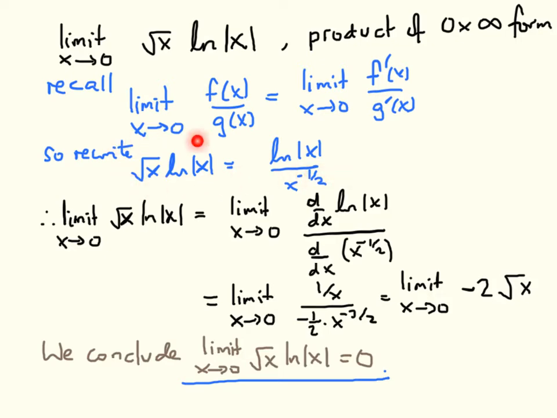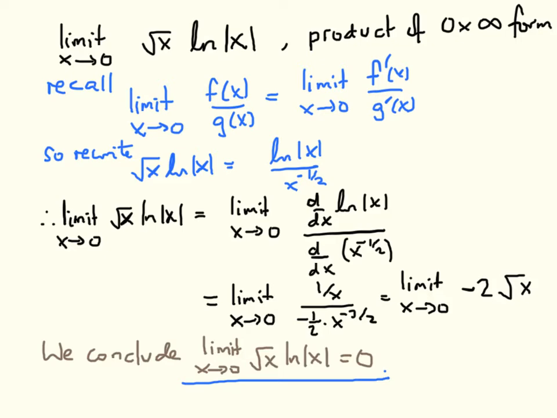So let's look at this. We're going to use L'Hopital's rule, so we're going to differentiate the numerator, the logarithm, and we're going to differentiate the denominator, 1 over the square root. The derivative of the logarithm gives us 1 over x, and the derivative of x to the minus a half is, well, we bring the minus a half to the front, reduce the power by 1 from minus a half to minus 3 over 2, and so we obtain this.